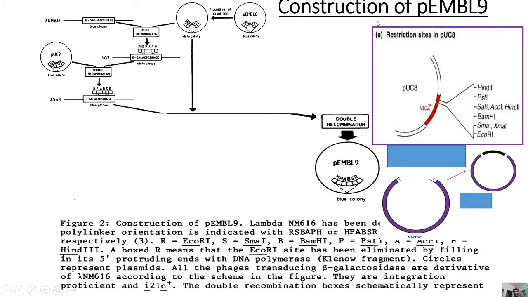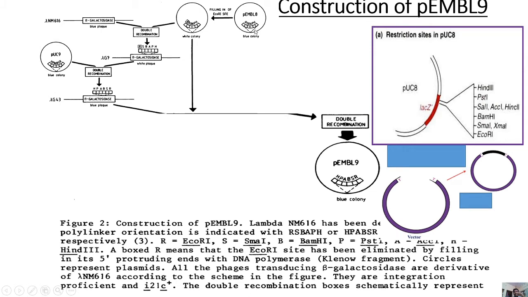Students, now we are going to study the construction of a pMBL9 vector from a pMBL8 vector. We have already studied the construction of a pMBL8 vector, by inserting a part of the F1 phage genome into the pUC8 vector. So this pMBL8 vector also has a lacZ region with a multiple cloning site.